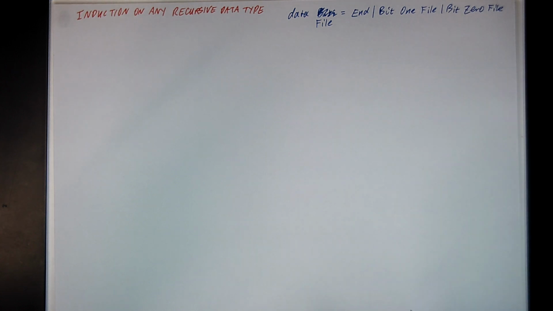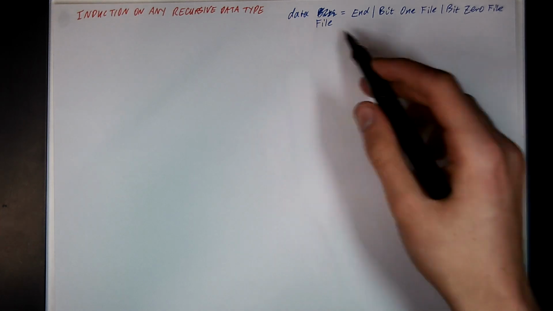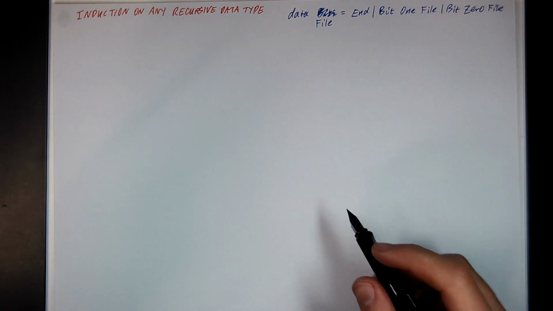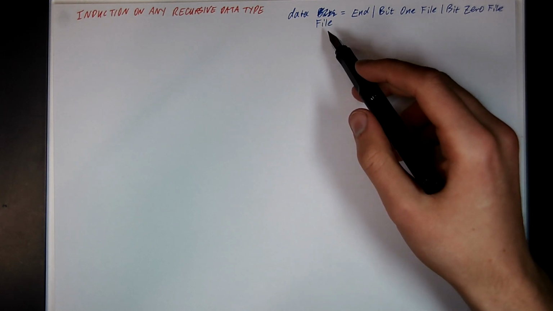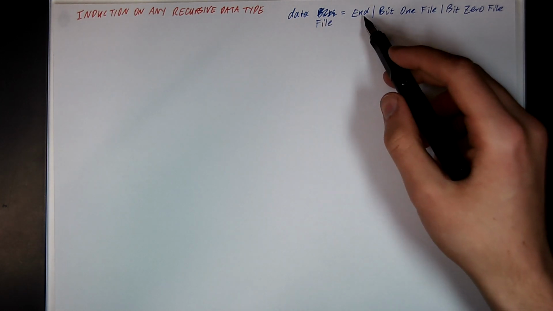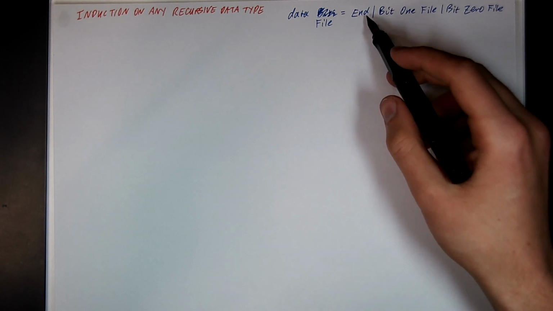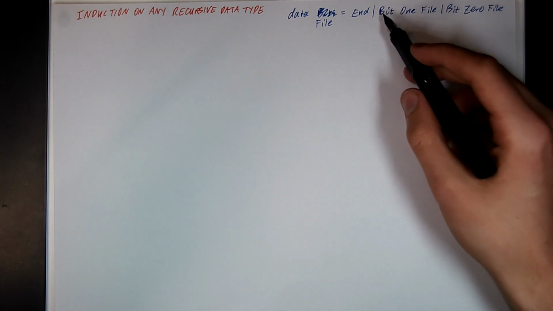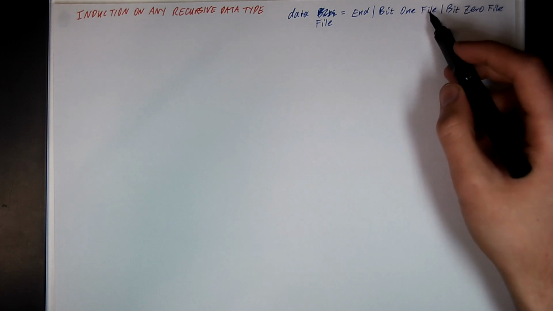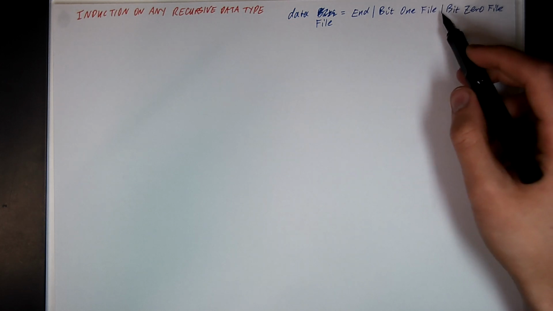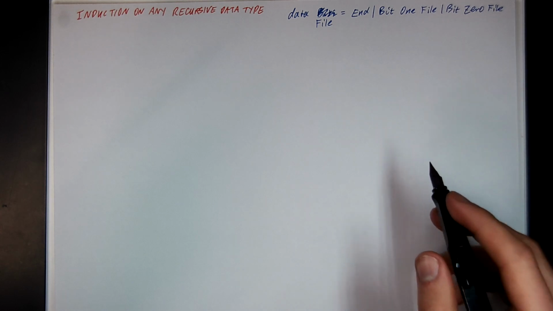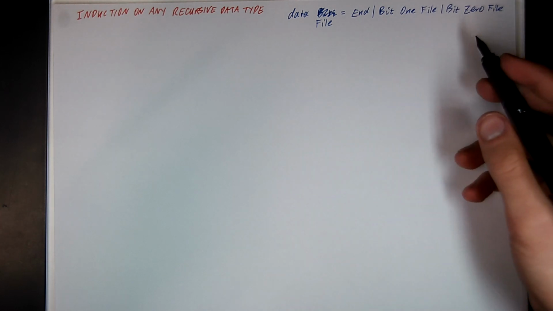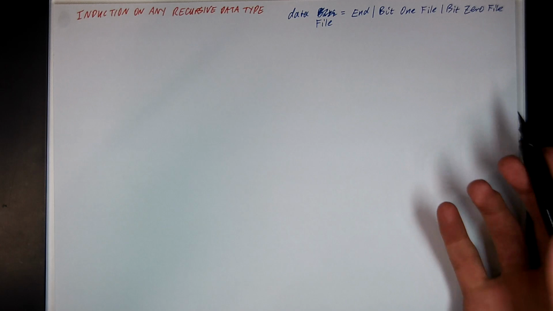Okay, so now I'd like to talk about induction on any recursive data type. So now I've got some new funny data type that I've defined here for a file. A file is going to be a string of bits, and any file is either end, which means the file has ended, there's no more bits to look at, or there's a bit, which is a 1, followed by another file, so the rest of the file, or there's a bit and it's a 0, and then there's the rest of the file.